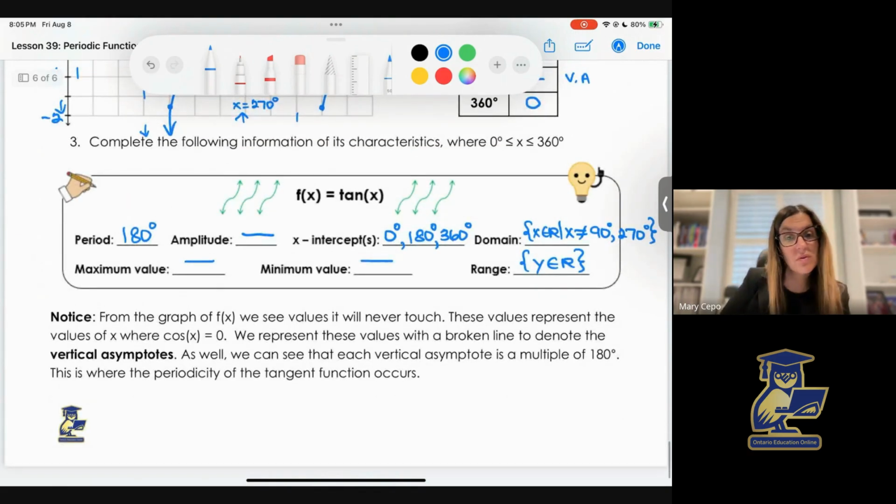Okay, so notice from the graph of f of x, we see values it will never touch. These values represent the values of x where cos of x is equal to 0. We represent these values with a broken line to denote the vertical asymptotes. As well, we can see that each vertical asymptote is a multiple of 180 degrees apart. This is where the periodicity of the tangent function occurs.